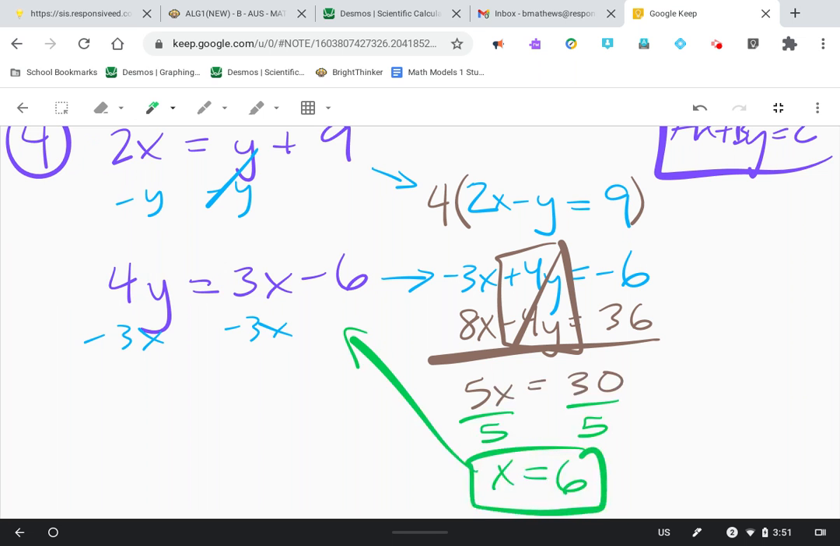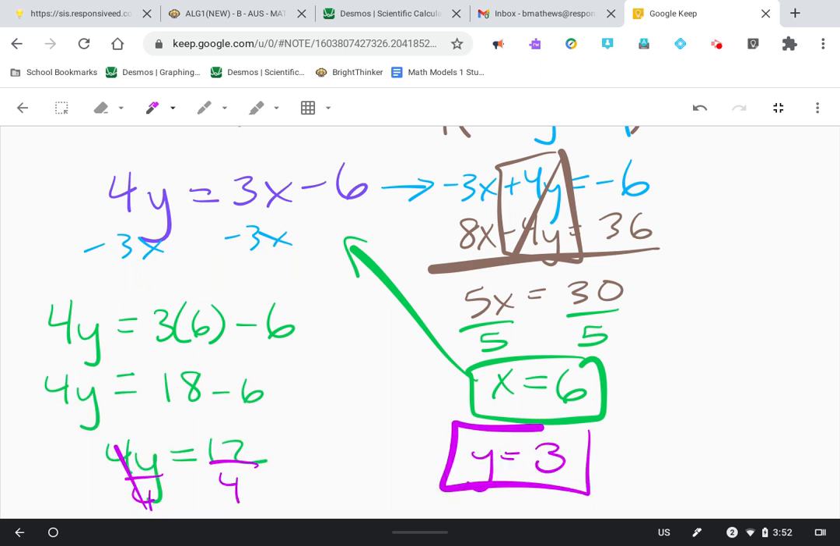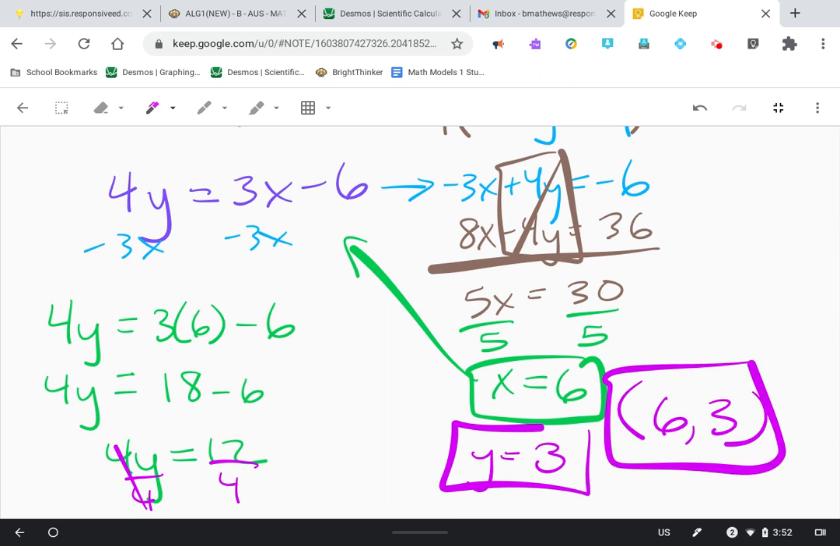I'm going to plug that back into one of these equations. I think the second one is probably the best option. So 4y equals 3 times 6 minus 6. That becomes 18 minus 6. 4y equals 12. Divide both sides by 4. And y equals 3. (6, 3) would be the final solution.